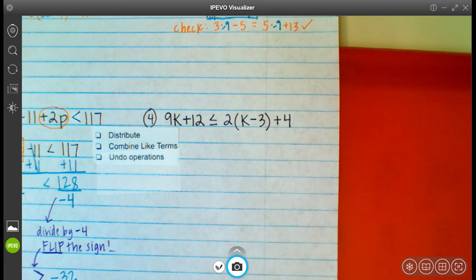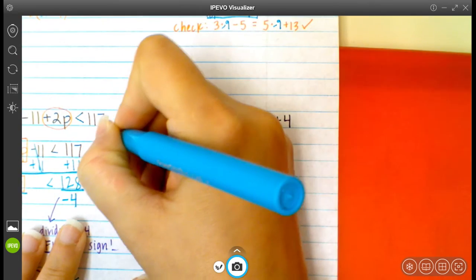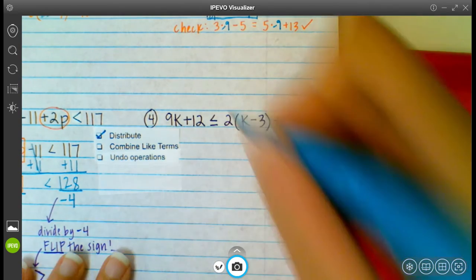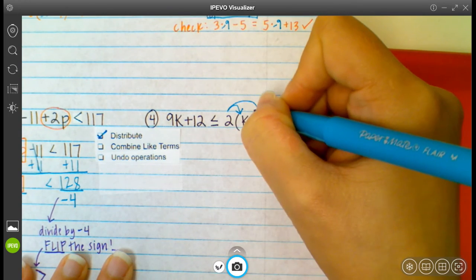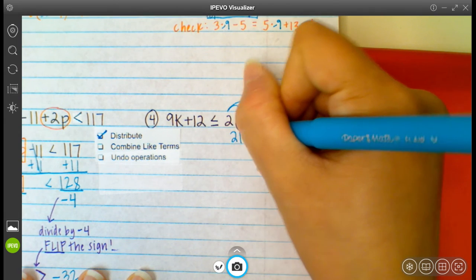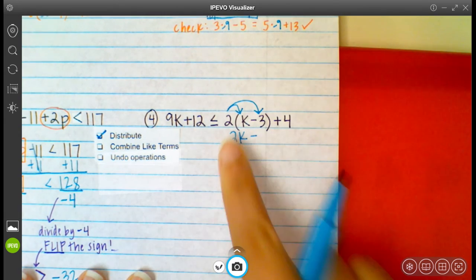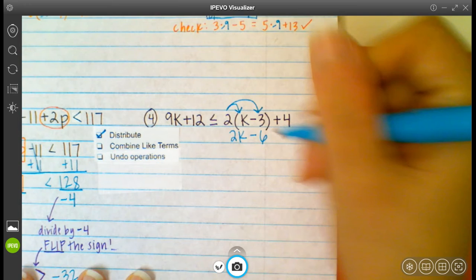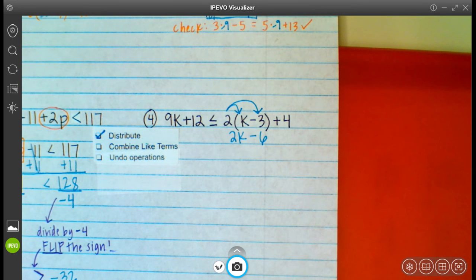Last one. Okay, so taking a look at number 4, it does look a little bit scary, but in fact, it's not that bad. So let's use our checklist and make sure that we understand what's happening here. So first and foremost, I do see parentheses. So if I see parentheses, you are going to end up distributing. So we're going to distribute our 2 into our parenthesis. We're going to end up with 2k minus, so 2 times negative 3 is negative 6, and everything else carries down.